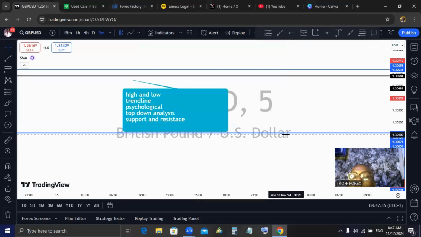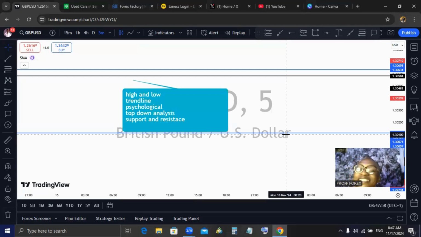I talked about top-down analysis. Top-down analysis is determining your direction from the daily, the 4 hour, the 1 hour, down to the 15 minutes. You do your analysis from the top down to the lowest one where you will be taking your entries. That gives you more insight and more confidence about the market and about what you want to do. Then you have support and resistance.